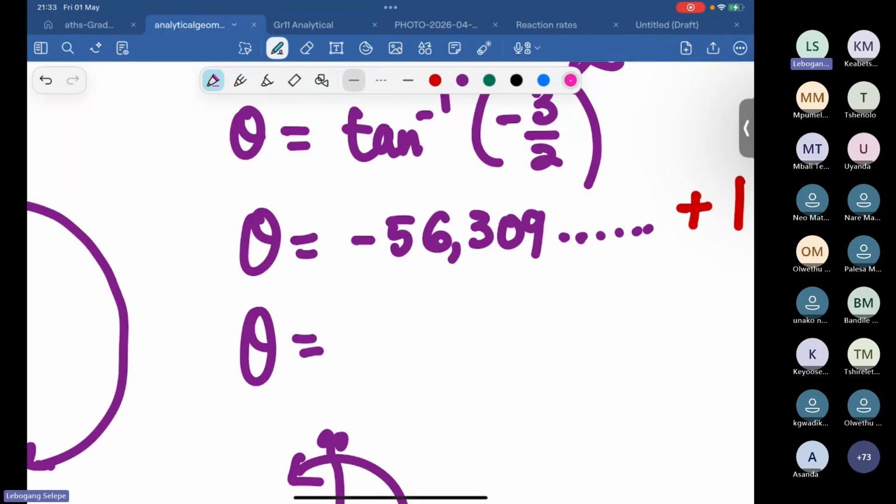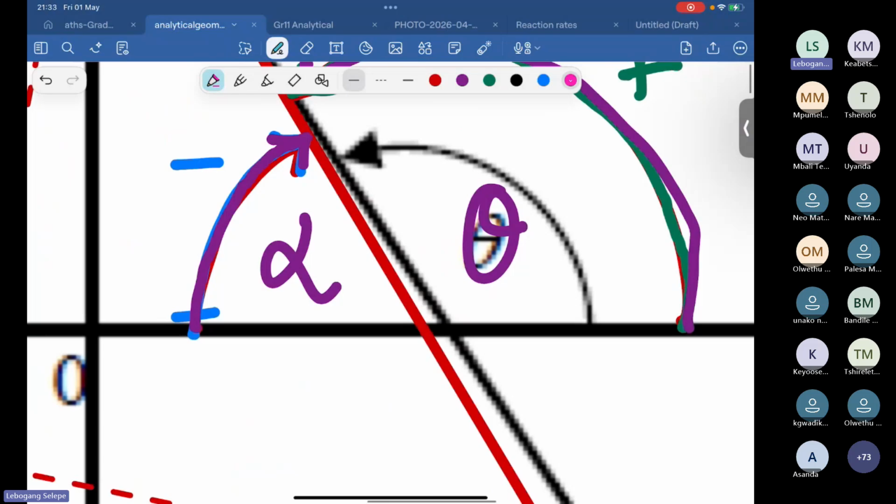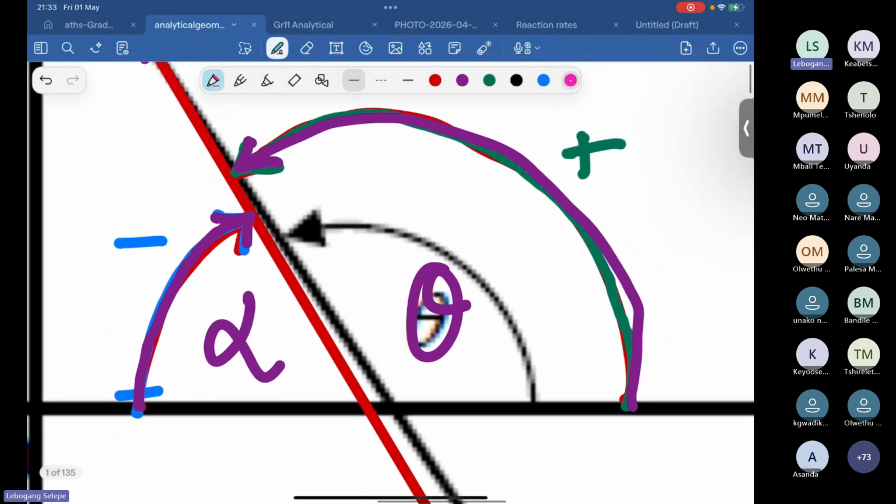By definition, an angle of inclination will always be positive. For us to get the positive angle, we know that the negative angle is this one, alpha. To get the positive angle, we add 180. Why are we adding 180? Because alpha and theta are two angles on a straight line, right? And angles on a straight line add up to 180.